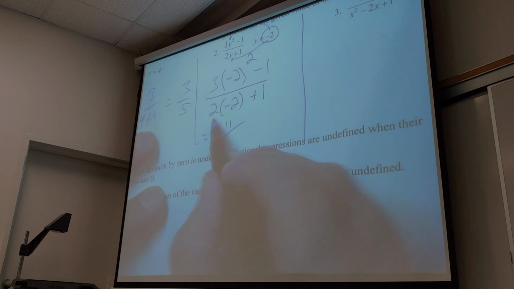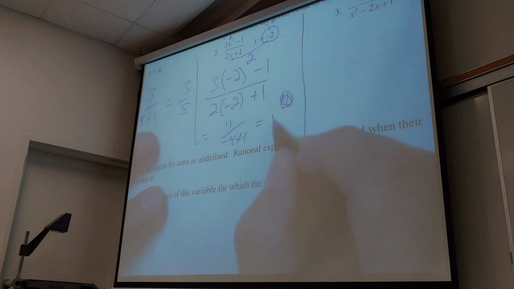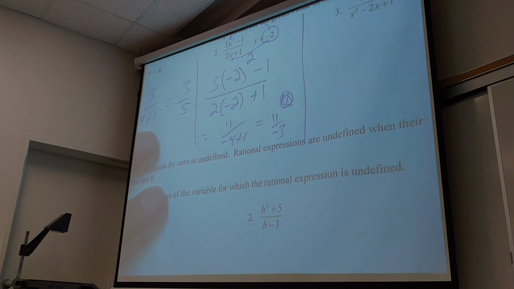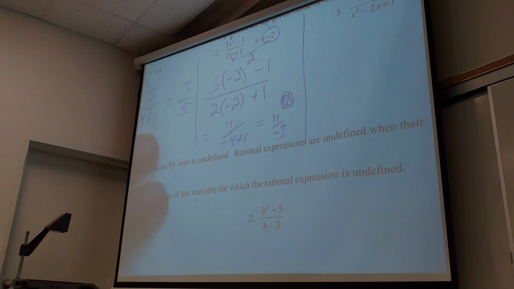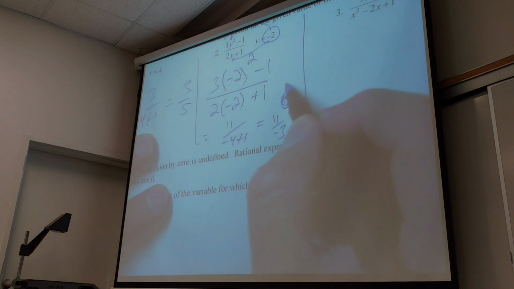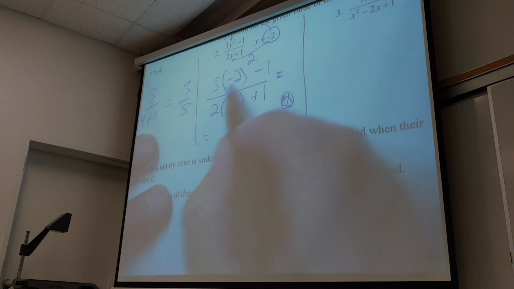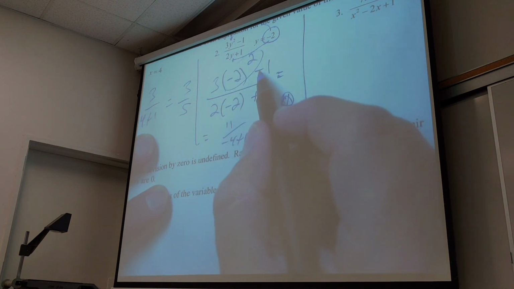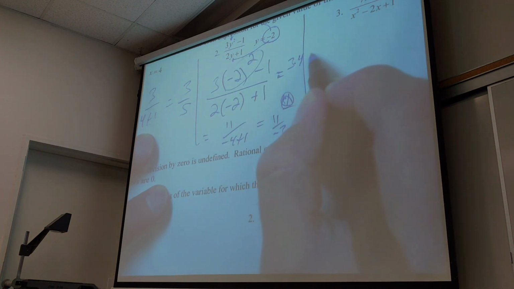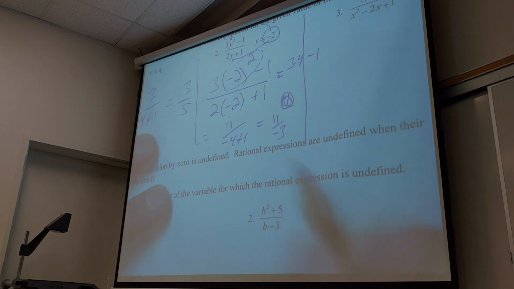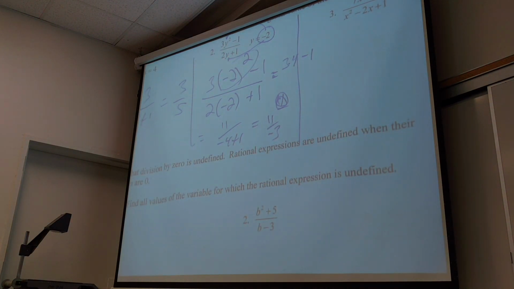Careful. What's 2 times negative 2? Negative 4. Negative 4 plus 1, so it's negative 3. Are we good with the top? Negative 2 squared is 4. What's in the parentheses?